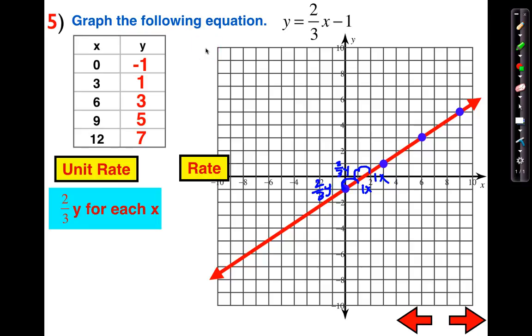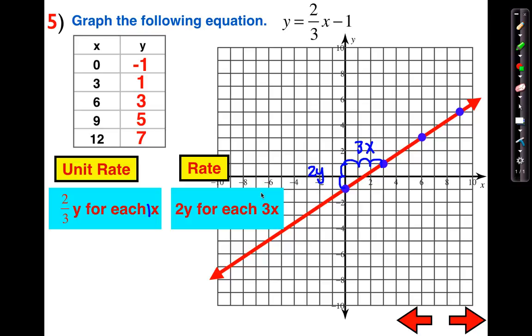Okay, but let's talk about a rate in general. What's a more reasonable rate that we can see a little bit better? Well, I can see this rate between these points is going up 2 y's for every 1, 2, 3 x's. So notice this is not a unit rate because it's not over a 1x. Here this is a unit rate because it's 2/3 y for each 1x. This is a rate because it's over 3x. So here I'm going to say my rate is 2y for each 3x. And even if I were to continue, you can see it's 2y for every 3 x's.